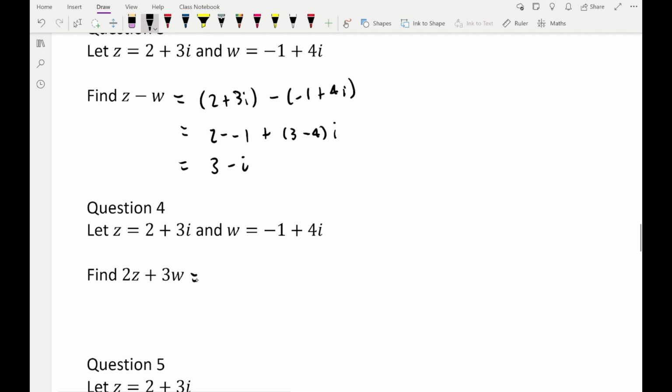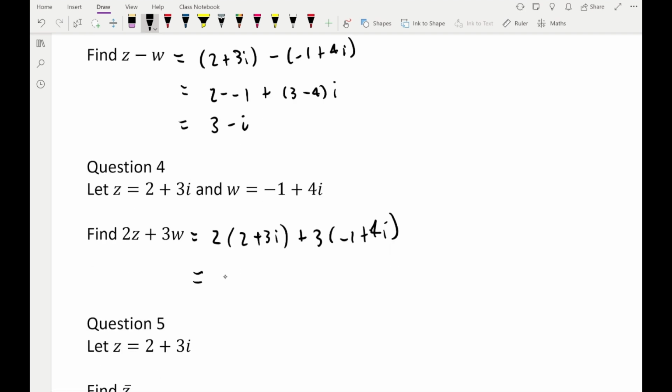2z plus 3w, same numbers again. So this will be 2 bracket 2 plus 3i, plus 3 lots of w, so that's minus 1 plus 4i. Let's see. So this becomes 4 plus 6i when I expand the 2 out into those brackets. And then this becomes minus 3 plus 12i. So that's 4 take 3 is 1, and 6 and 12 give you 18. 1 plus 18i.